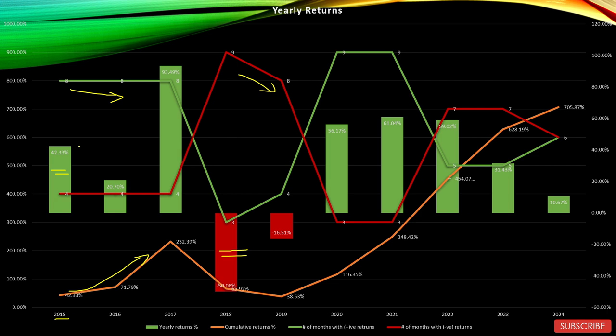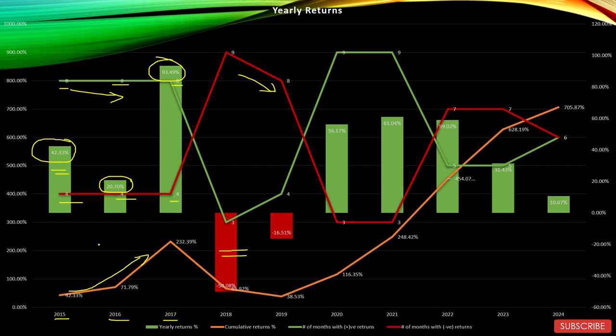So in 2015, this sector gave very good returns of 42.33% with 8 positive months and 4 negative months. In 2016, the returns dropped to 20.70% with again 8 positive months and 4 negative months. But then in 2017, the sector performed extraordinarily well, in fact the best in the last 10 years, and gave returns of 93.49% with again 8 positive months and 4 negative months.